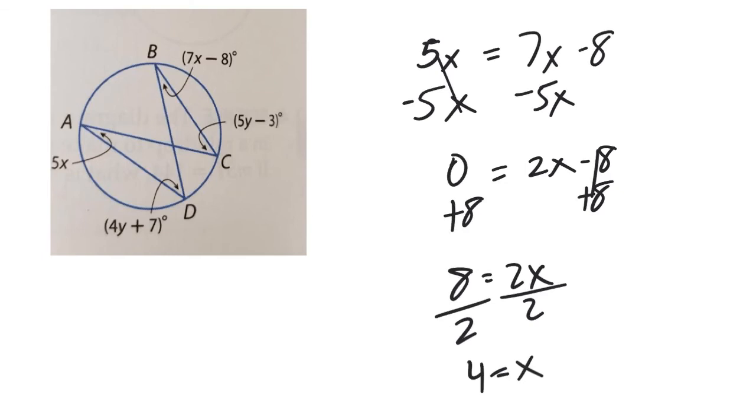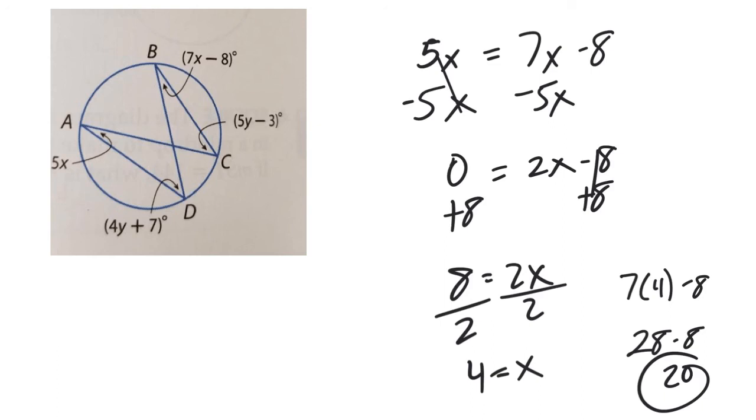It's not asking what x equals. It's asking what B equals. B is 7x minus 8, right? So I can just say 7 times 4 minus 8. 7 times 4 is 28, minus 8 is going to give me 20. So I know my answer is 20.